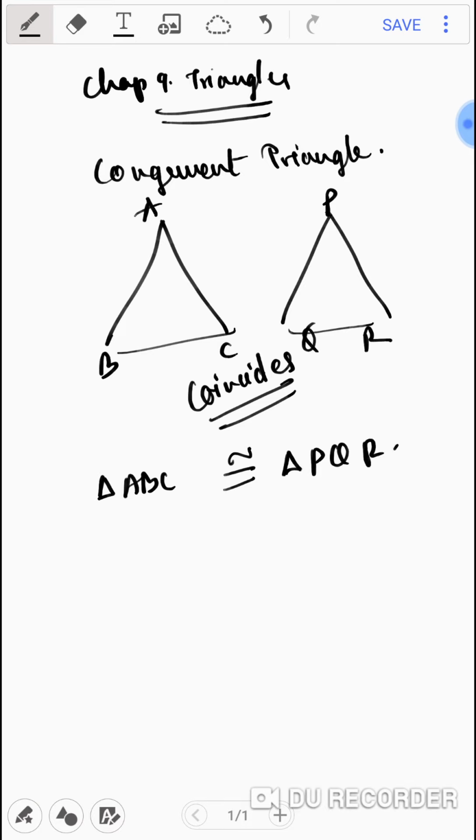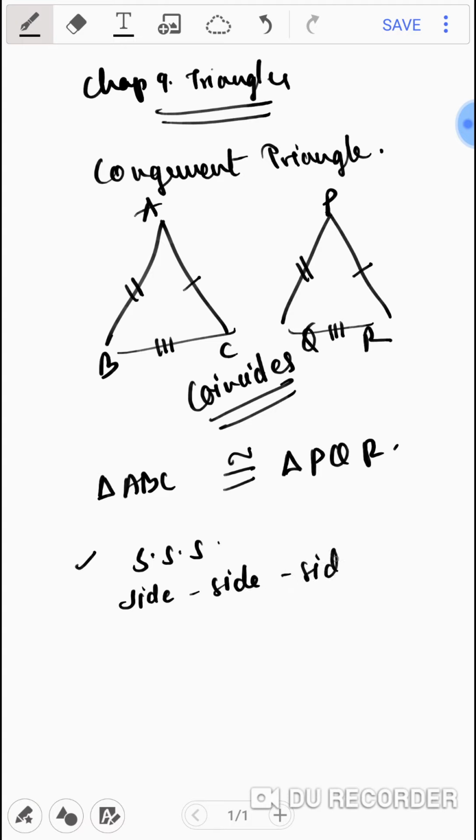But my dear kids, there are conditions required for making two triangles congruent. What are the conditions? If we have this side equal to this side, this side equal to this side, and this side equal to this side, then we will say that the two triangles are congruent by the SSS test, that is, side side side test.